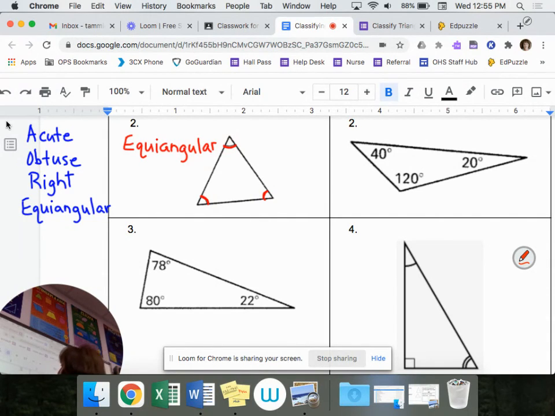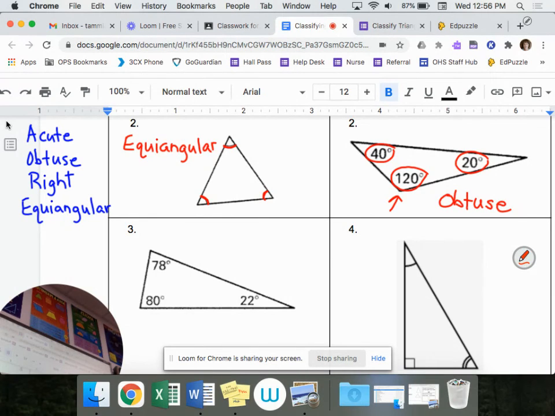Okay. Number 2 over here, my second number 2. We've got a 120-degree angle, a 40-degree angle, and a 20-degree angle. Well, we have one angle that is greater than 90, this one. So that fits the description of being an obtuse triangle. An obtuse triangle is a triangle that has one angle greater than 90.